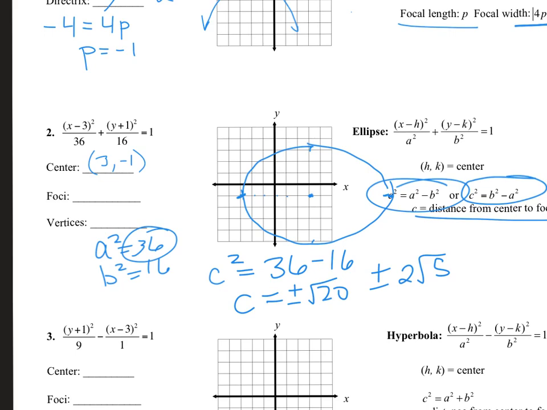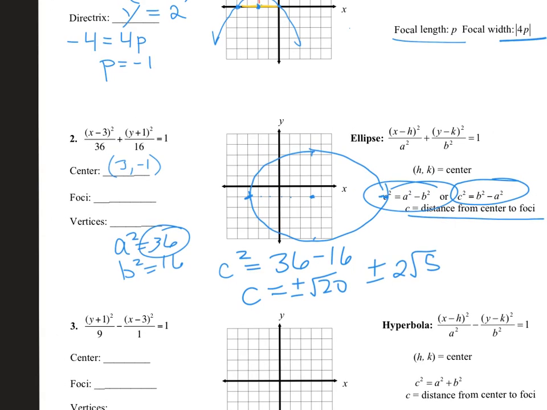Now remember, foci are points not on the actual ellipse, but they're points that are found here, and they're always on the major axis. The major axis is always the longer axis. In that case, it's going horizontally.